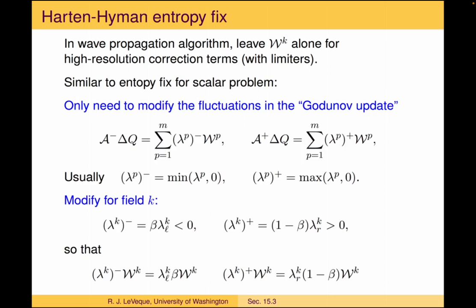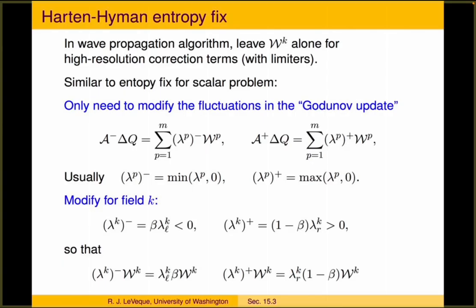And so in the usual wave propagation form, again, we define the left-going fluctuation by taking the negative part of each eigenvalue times the wave and summing over all the waves. So that's just adding up the contributions from the left-going waves, and a plus delta Q similarly adds up only the contributions from the right-going waves, lambda times W for the ones for which lambda is positive. And normally we define the negative and positive part of lambda to be just the usual thing.